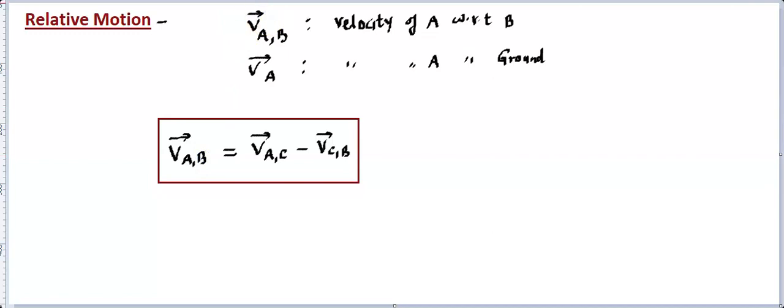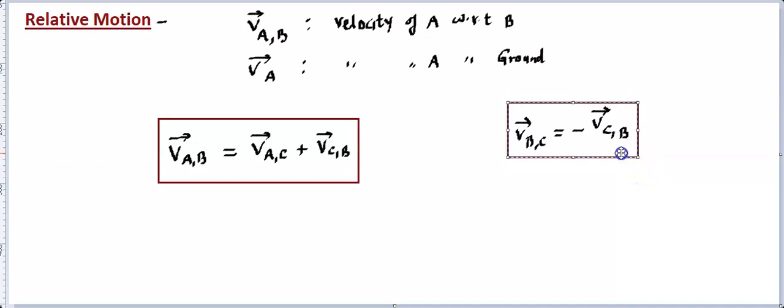Now let's say C, that we have considered as an intermediary frame of reference, is the ground. Okay, I have changed this, so let me correct it, it's going to be plus. Along with this there's going to be another formula as well. If we need to write the velocity of B with respect to C, we can always write it as minus the velocity of C with respect to B. So that's also a formula that is valid in relative motion.